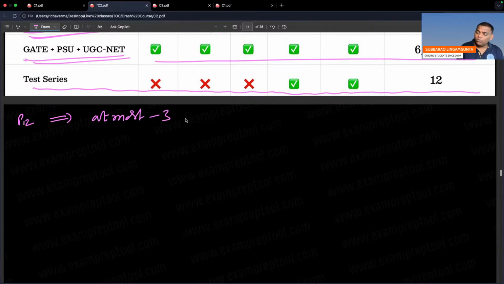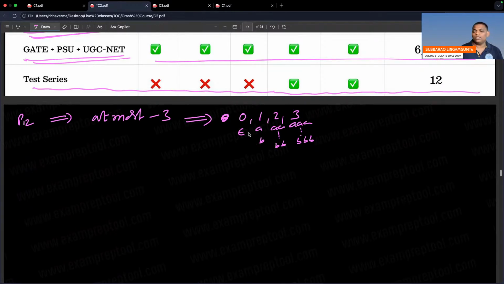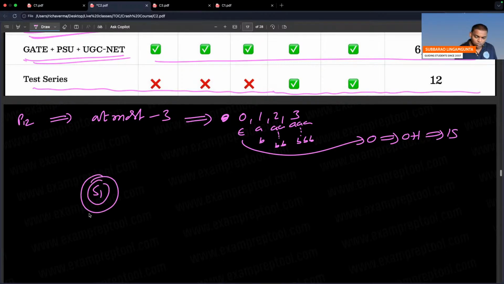At most 3, what does that mean? Maximum 3 means epsilon, that is 0 length, 1 length, 2 length, 3 length. 0 length means epsilon. 3 length means triple A to triple B. 2 length means double A to double B. 1 length means A to B. So these are the strings at most 3. Here the minimal string is epsilon, which is 0 length, with 1 state start automata.